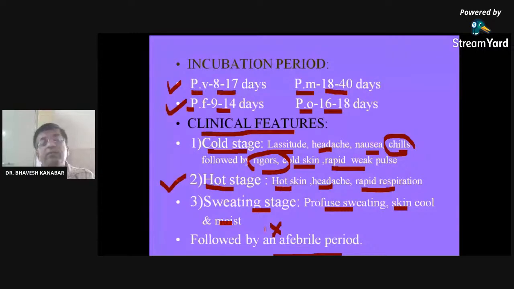So here in malaria, the classical feature of the fever is intermittent fever. Right? One day there will be fever, second day there will not be. After 1 or 2 days there will again be fever. So intermittent fever, chills with rigor. These are the classical features of malaria, which are suggestive of the diagnosis.